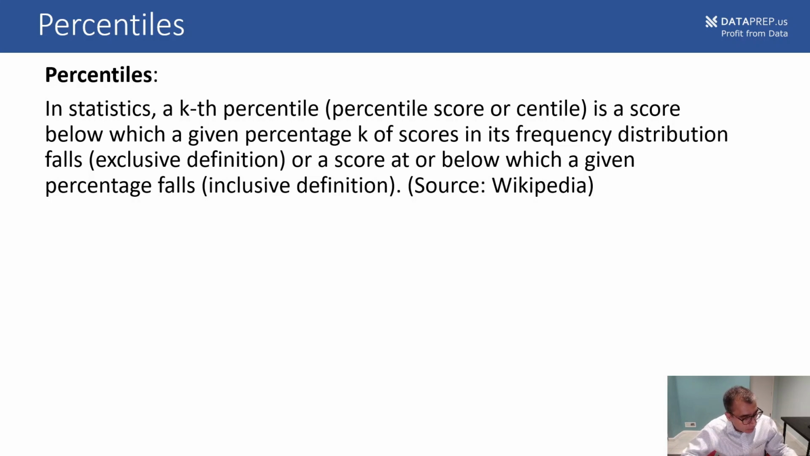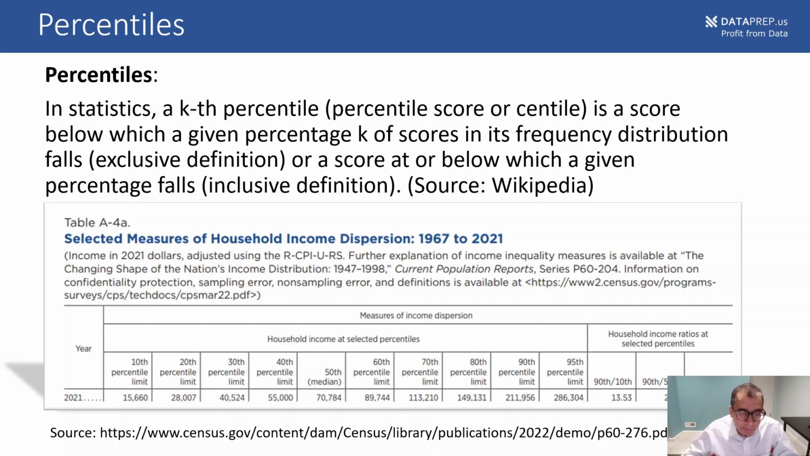That's a lot of words, and it is easy to get lost in that, but it becomes practical with a real example. Now, here is an example again from the Census Bureau. What I would ask you to look at is the first line in the data, which is this here. So we have all of these different percentiles for income distribution in the United States in 2021.